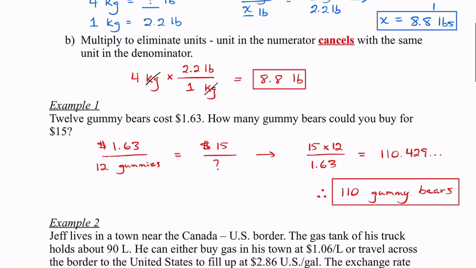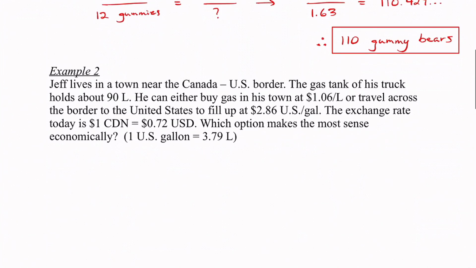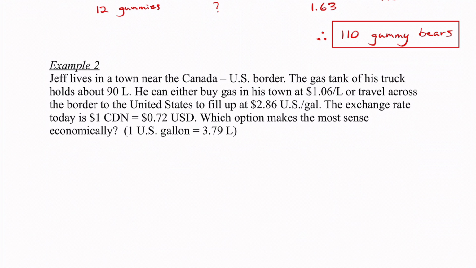Moving to example 2 now. This one's going to deal with the cost of fuel. It says Jeff lives in a town near the Canada-US border. The gas tank of his truck holds about 90 liters. He can either buy gas in town for $1.06 per liter or travel across the border to the US to fill up at $2.86 per US gallon.